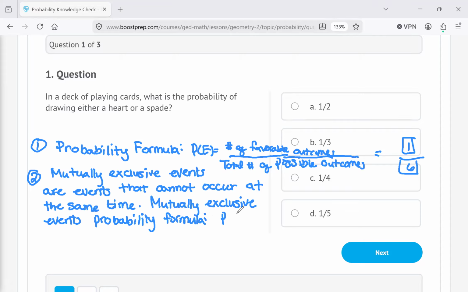So it would be P of A or B. So for mutually exclusive, you're going to use this formula: P of A plus P of B. Okay. And then the keyword is or. So whenever you hear the word or in a probability word problem, that's how you know you're going to use this formula, P of A plus P of B.